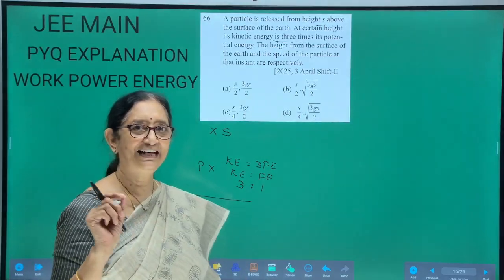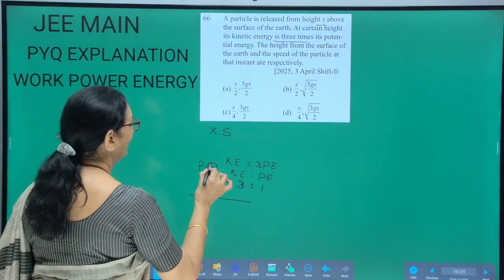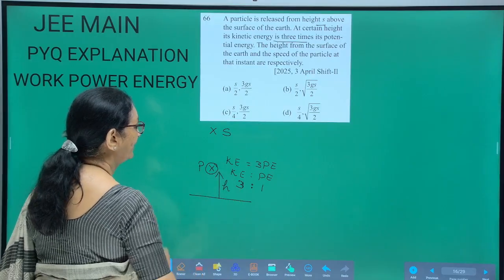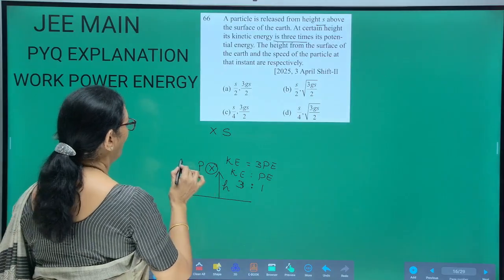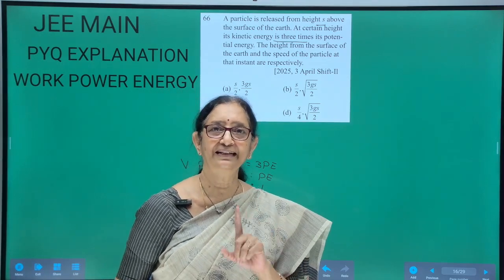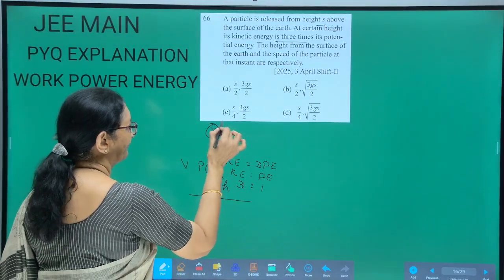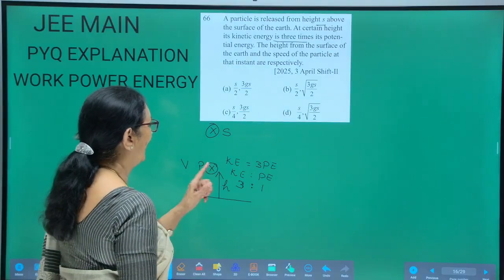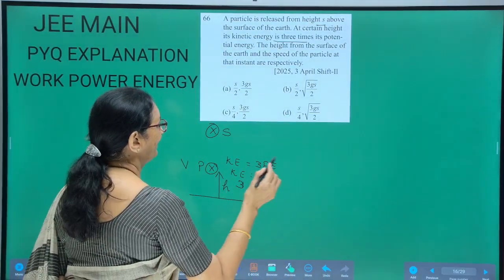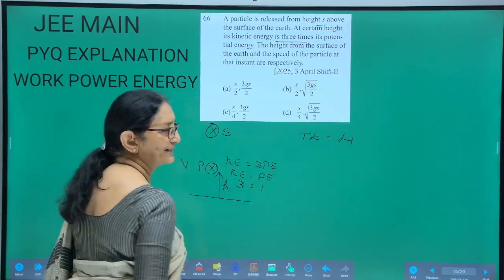So, here I will tell you a very interesting shortcut method. What is asked here? What is the height of the point P? Let us take this as height h. You need to find out h. And also, what is the velocity of the body at that point P? Here the data given is 2 things. It is released from a point which is at a height S, and at the point P, KE/PE ratio is 3:1. If KE/PE ratio is 3:1, total energy is 4 parts.